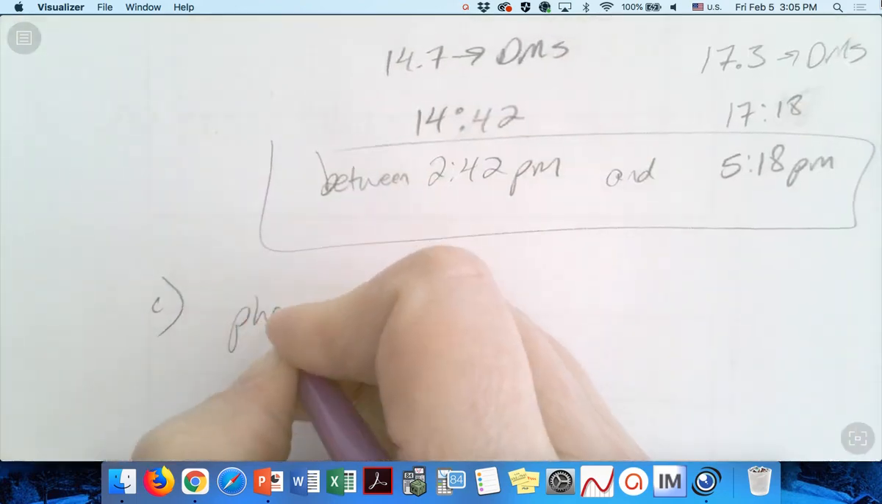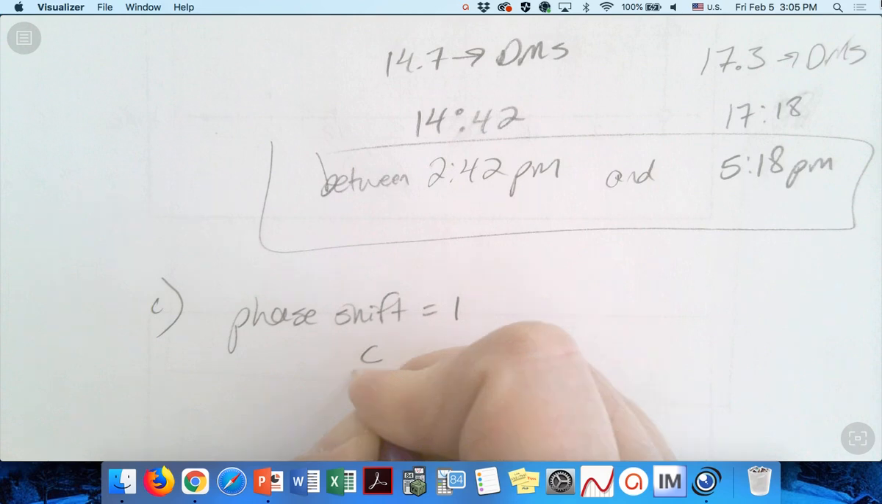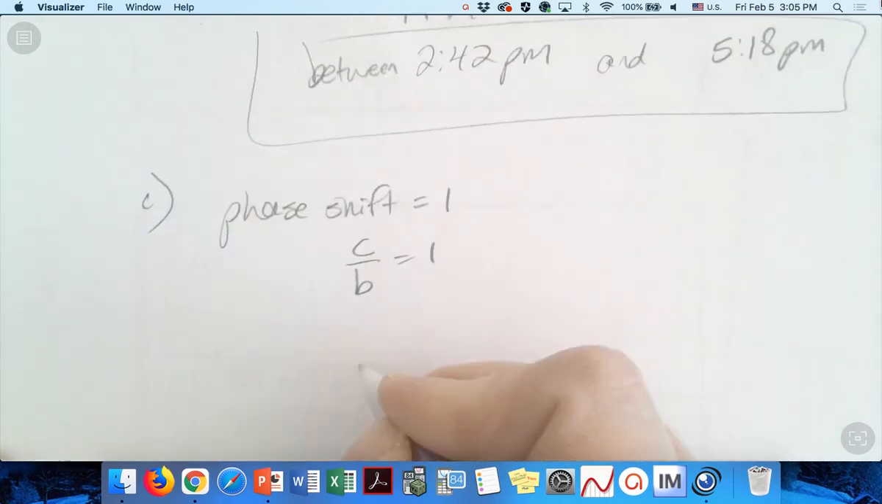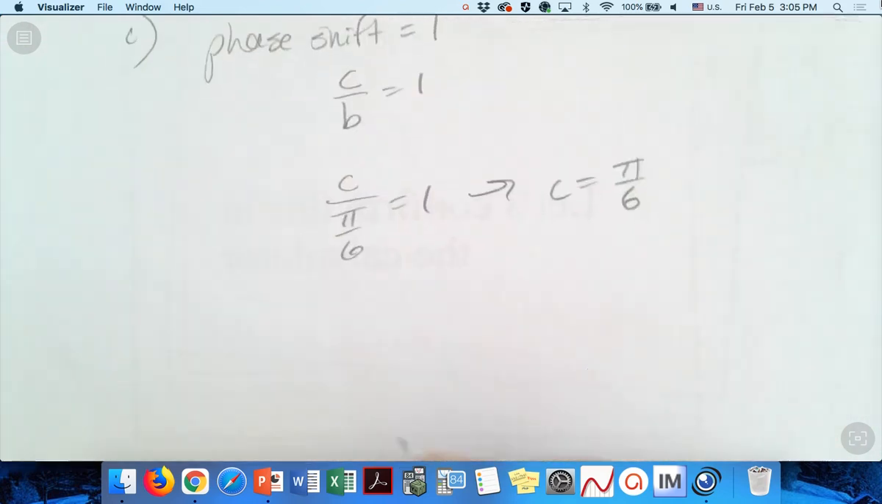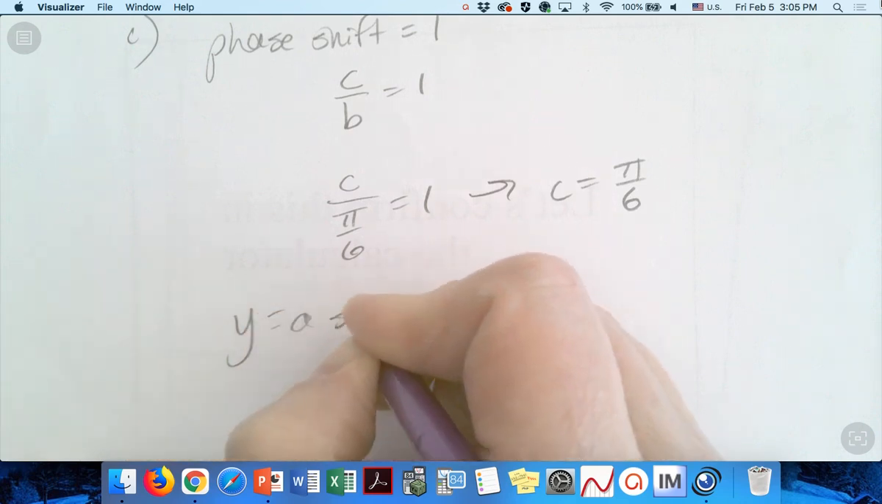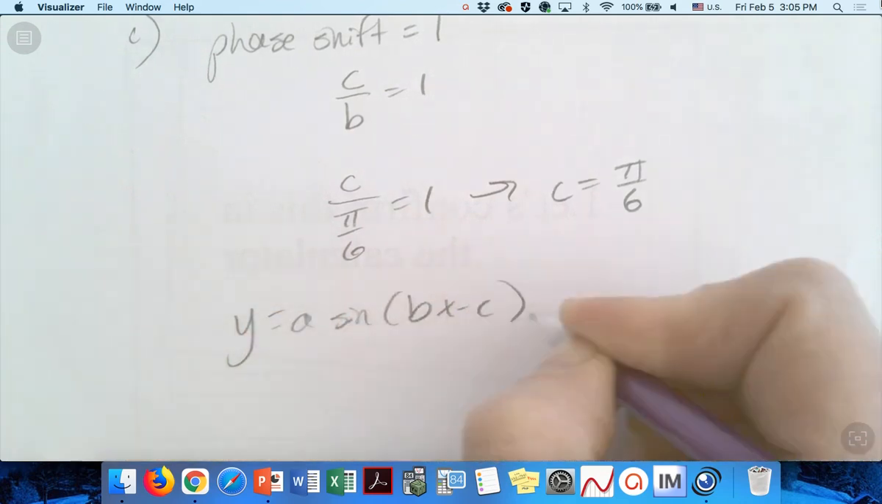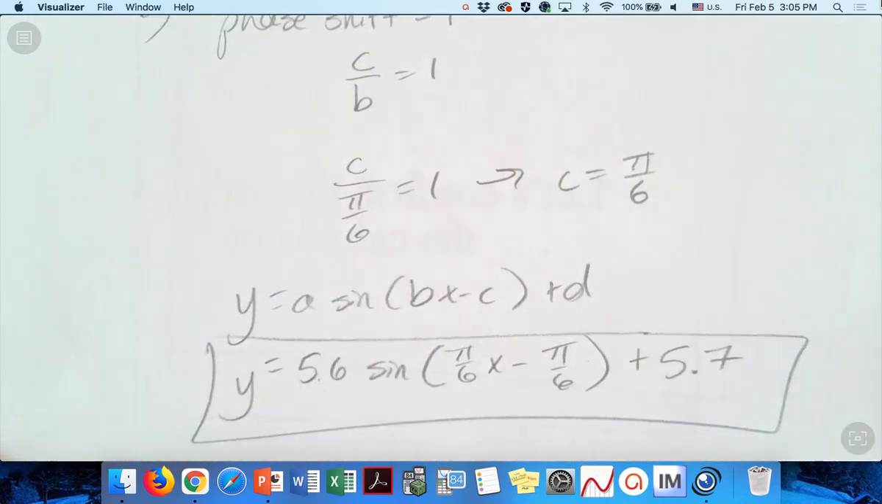So now we know that our phase shift is going to be 1. So C divided by B is going to be 1. B is still pi over 6. And of course now it's going to be A sine of BX minus C plus D. So there's your answer for part C.